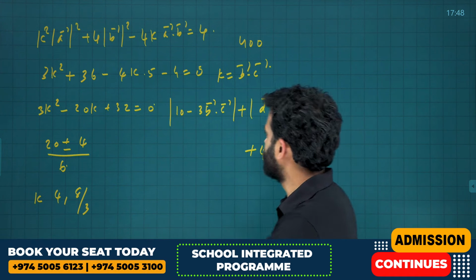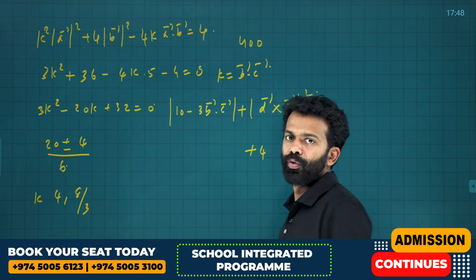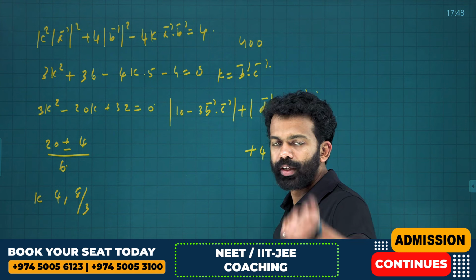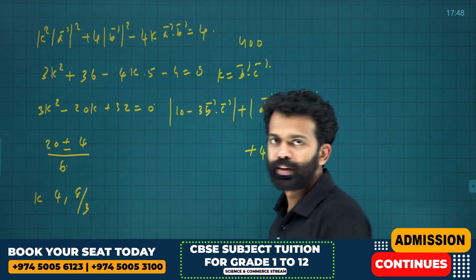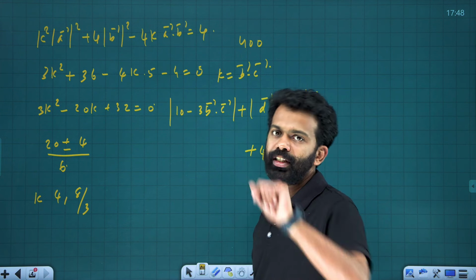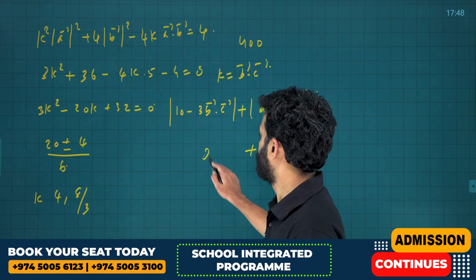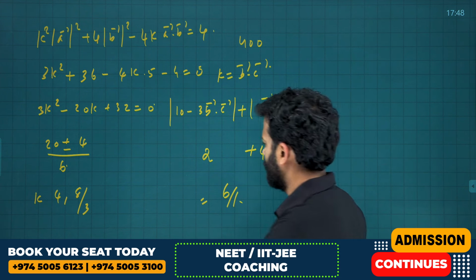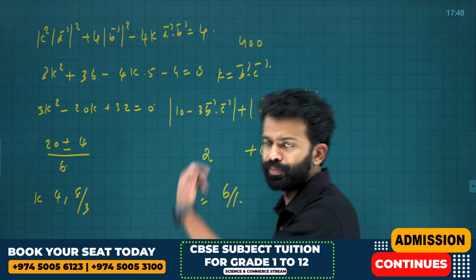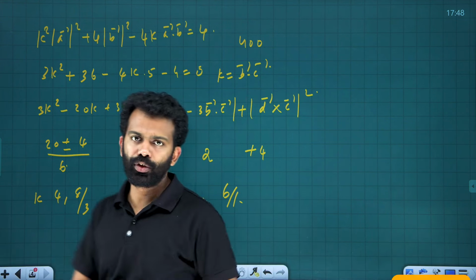8 by 3. That is, what is 10 minus 3 into 4? That is 10 minus 12, that is minus 2. Mod minus 2 is what? 2. What is 10 minus 3 into 8 by 3? That is 10 minus 8, that is what? 2. Okay, therefore, this will be what? 2. So, the final result is what? 6. It's an integer type. So, the final result will be 6. So, that's all for this question.